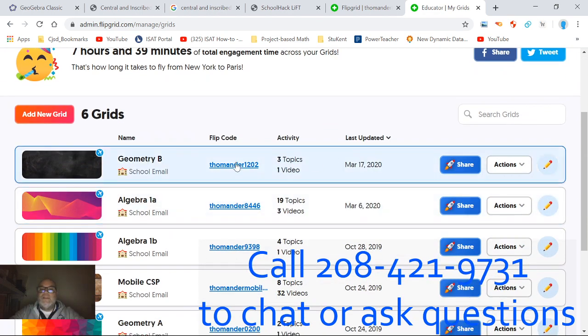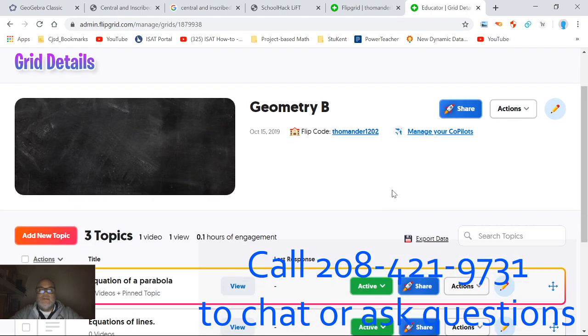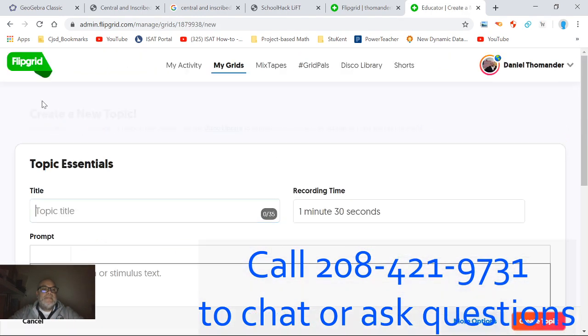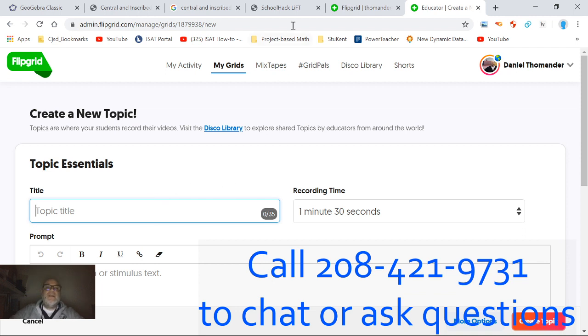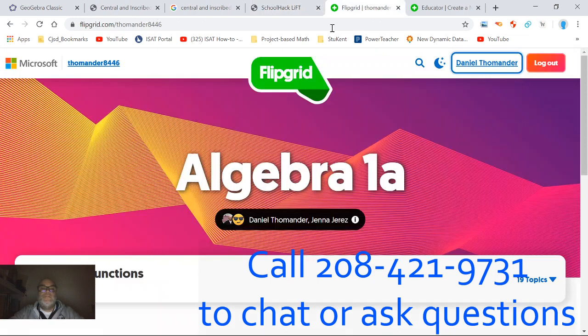Let me go to my Geometry B. Okay, so this is the Geometry B, and what I want to do is go to this one, and I'm going to add a topic, right? So here's my topic, and the topic is, let me copy and paste this, I will call this central and inscribed angles, right? And then down here, I'm going to take this right out of Lift. I can explain and solve.